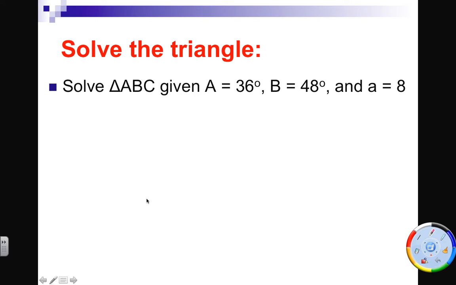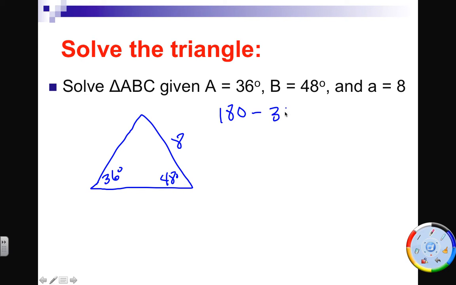You're given a triangle, not a right triangle. And you're given this is 36, this is 48, and this is 8. And you need to solve the triangle, which means you need to tell me what everything else is. Now, this angle here is easy to find. I mean, this is angle side, so it's legal to use law of sines. So this is 84. So you're looking at 180 minus 36 minus 48, which is 180 minus 84, which is 96 degrees. So this angle here is 96 degrees. Easy, done. We're 1 out of 3.